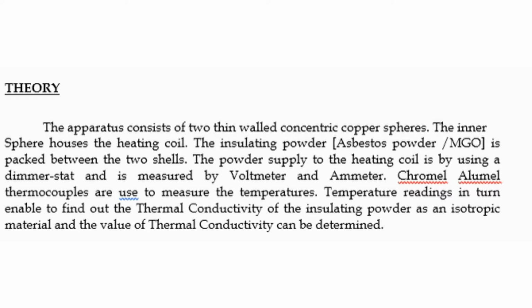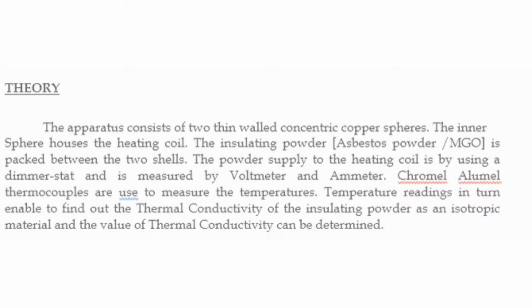The power supply to the heating coil can be adjusted with the help of a thermostat, and it is measured by the voltmeter and ammeter. The thermocouples fixed between the inner sphere and outer sphere are used to measure the temperature. With the help of these temperatures, we can find out the thermal conductivity of an insulating powder.